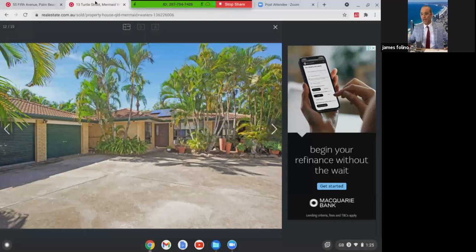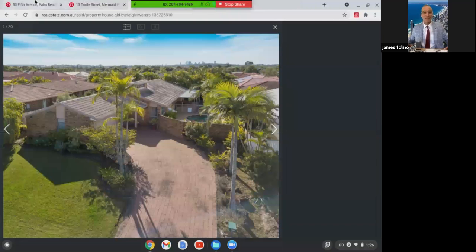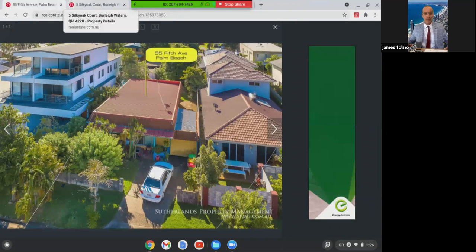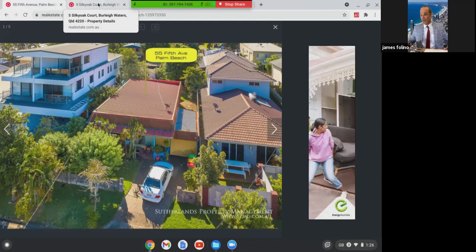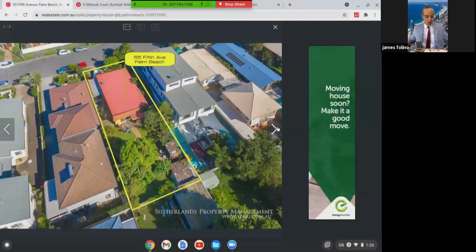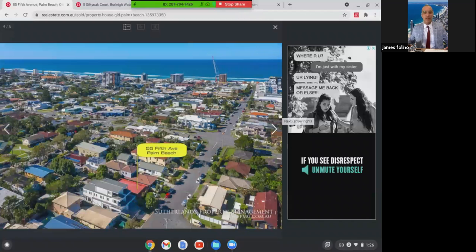We've got a few more to look at. Last few that we're going to look at, the first one is this one over here at 55 Fifth Avenue, Palm Beach. This is a development site. The home will probably be knocked down to put 2 duplexes on it. It's zoned medium density, 526 square meters in Palm Beach. You're only four blocks from the ocean. As you can see, someone's already next door built quite a substantial 3-story home. This home sold $1,160,000.